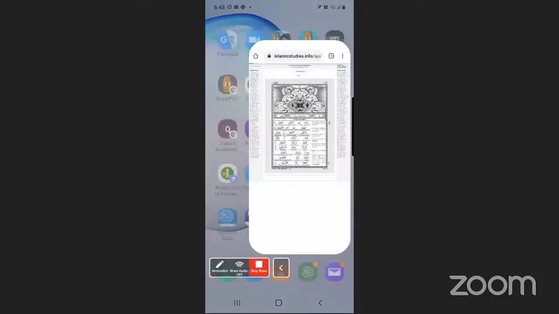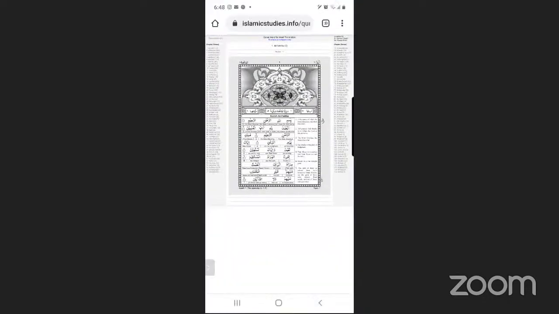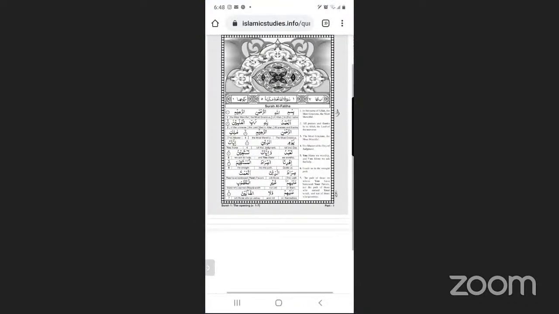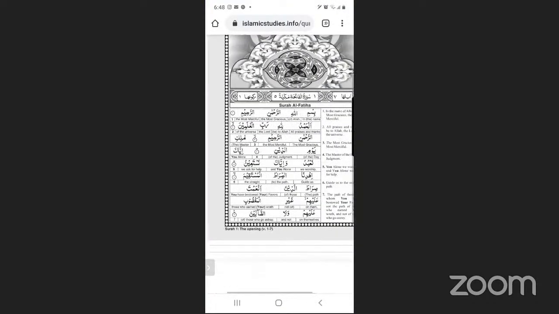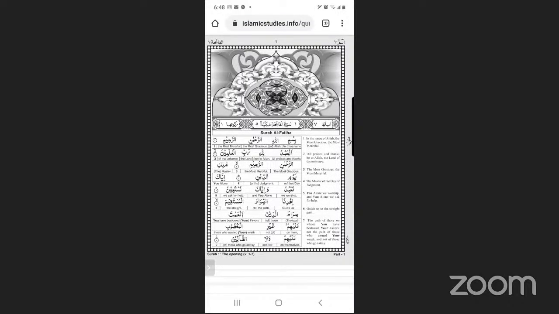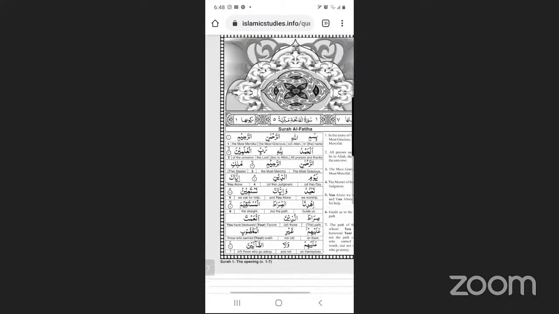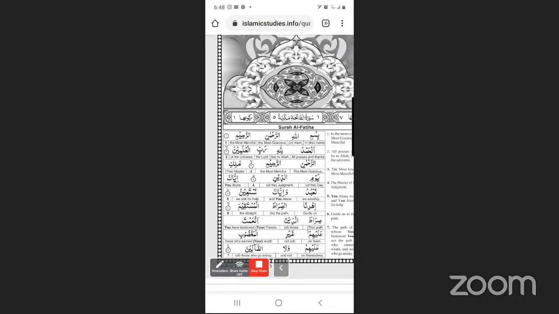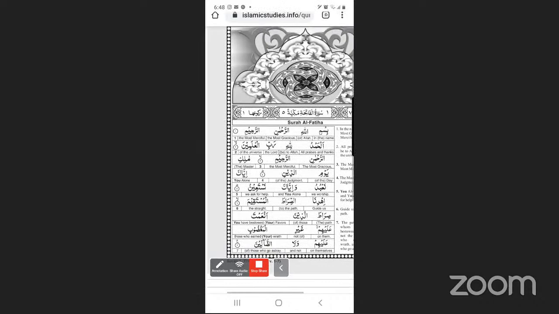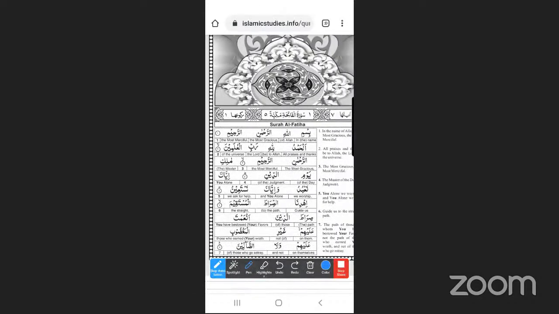Okay, we're back. We're back to Surah Fatiha. So we're going to quickly go through what we've learned. Bismillahirrahmanirrahim. Yes. So you can see over here that the B is harf jar.